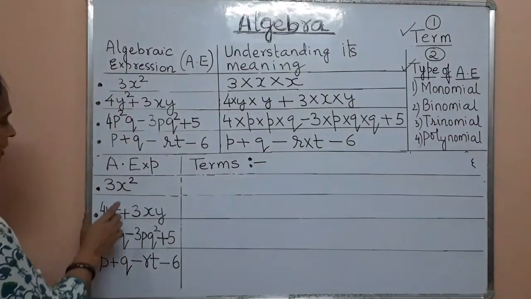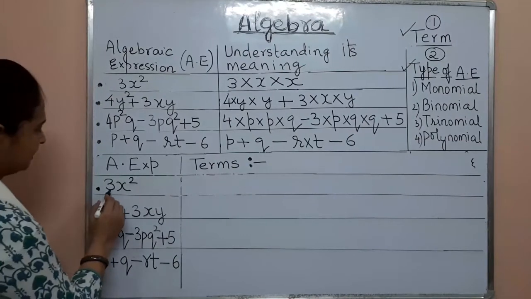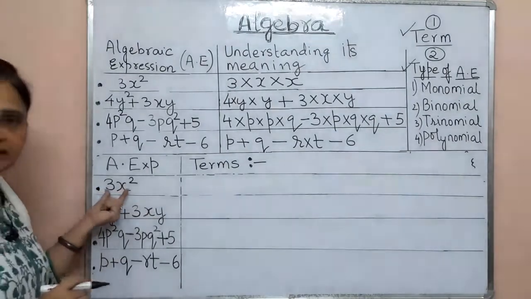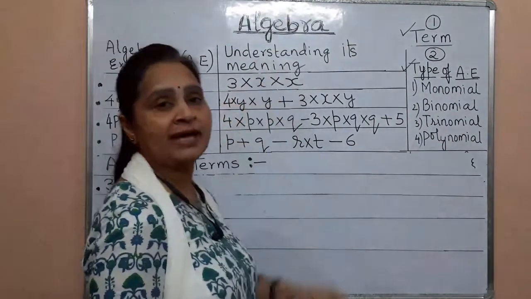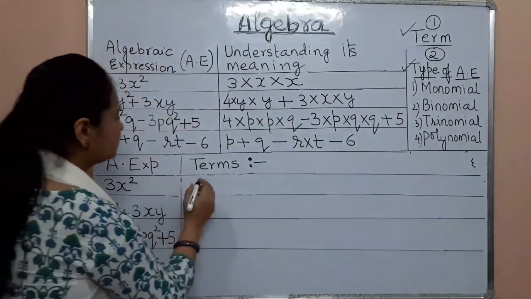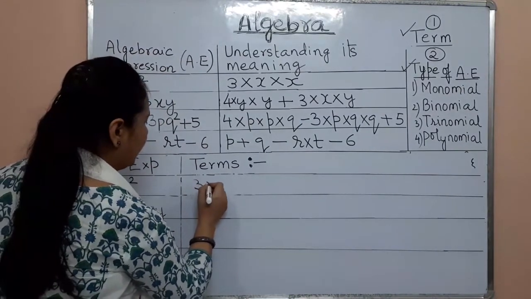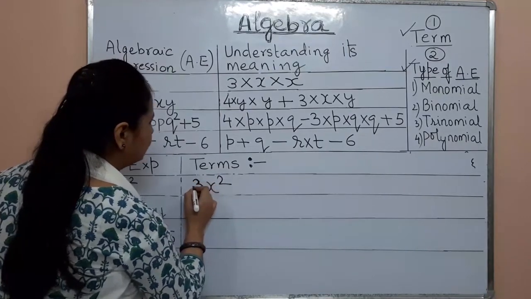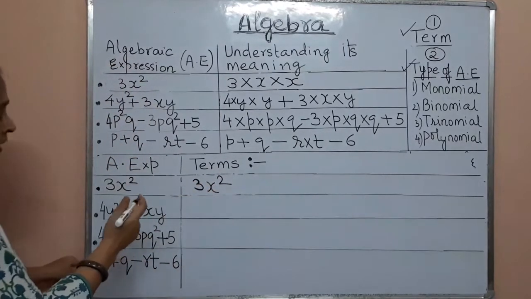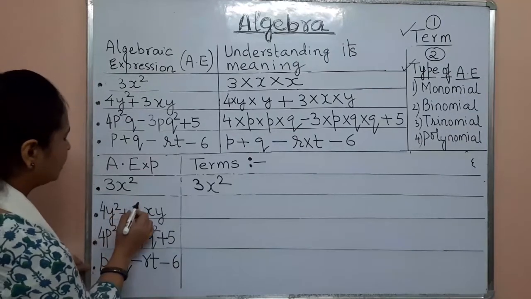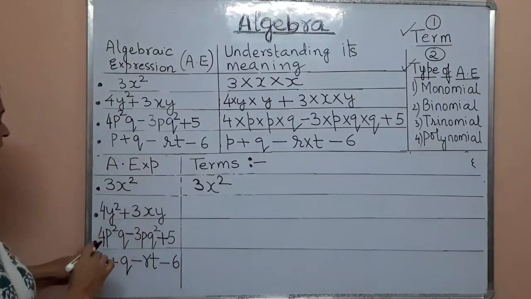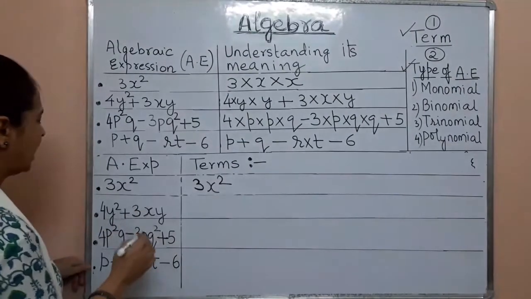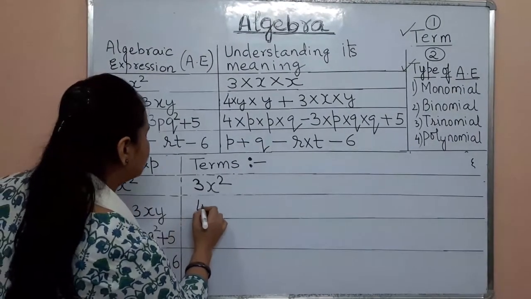Now, if you look at this first algebraic expression, we don't see any plus sign in it. We have 3 into x, and so the term is 3x square. This is the term of an algebraic expression. Now let us see the second one, which will make you understand more clearly. 4y square plus 3xy, and there are two terms in this.